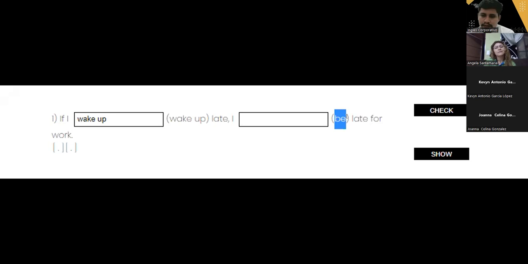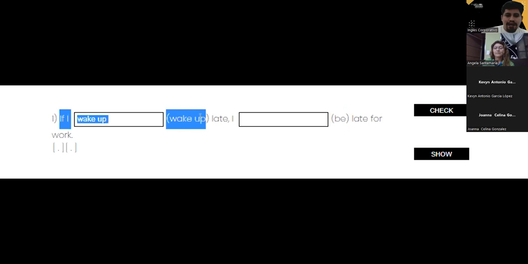En present. Sí, simple present. Presente simple. ¿Cómo deberíamos nosotros colocarlo? Porque dice que va a llegar tarde, ¿verdad? Sí, esa es la primera. La primera oración nos dice, if I wake up late, okay, si yo me levanto tarde, yo, vamos a usar el verbo to be. Ajá, sería ¿cómo I se utiliza el verbo to be en presente simple?